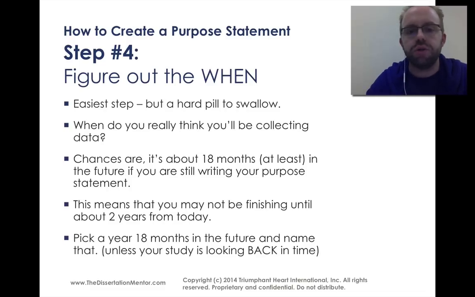Now, what you want to do is select a date about 18 months or so in the future. And the date is very simple. You just select a year. For example, as I'm recording this, if I look 18 months into the future, that's just about 2015 or 2016. That is unless you're looking back in time. Some studies look at back in time stuff. It's like a longitudinal study over many years, or it looks back at a specific point in time many years ago. And so naturally, you'd want to select the year that's appropriate for that. So go ahead and write down that year whenever you think you're going to be collecting your data, or the time in which your study is going to be focusing.